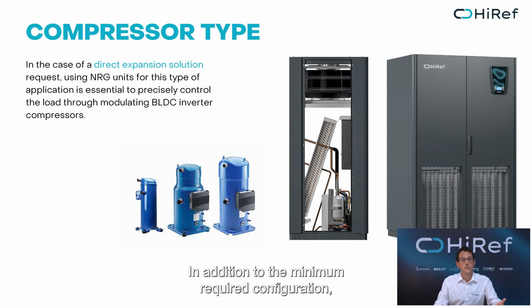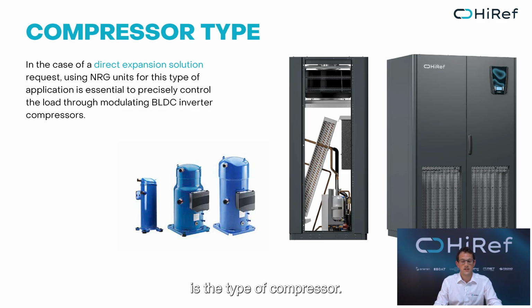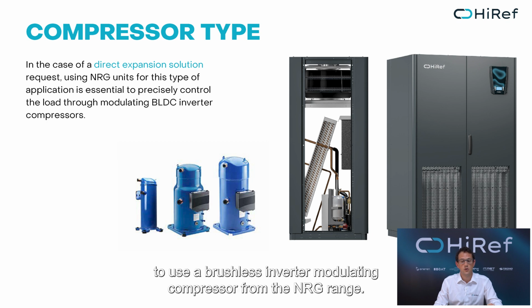In addition to the minimum required configuration, another factor to consider in a direct expansion air conditioning solution is the type of compressor. For this application, it is strongly recommended to use a brushless inverter modulating compressor from the energy range.